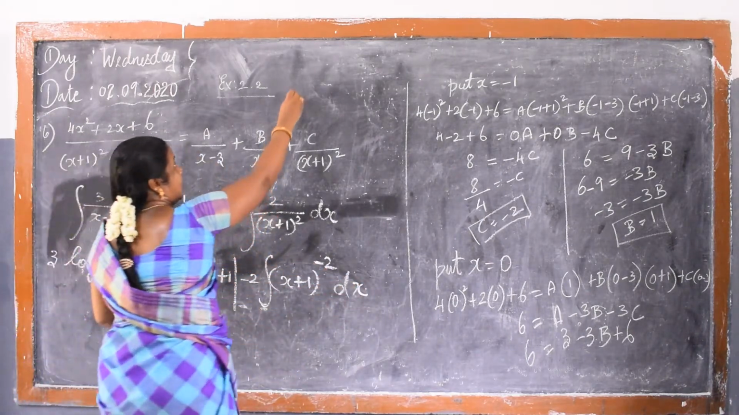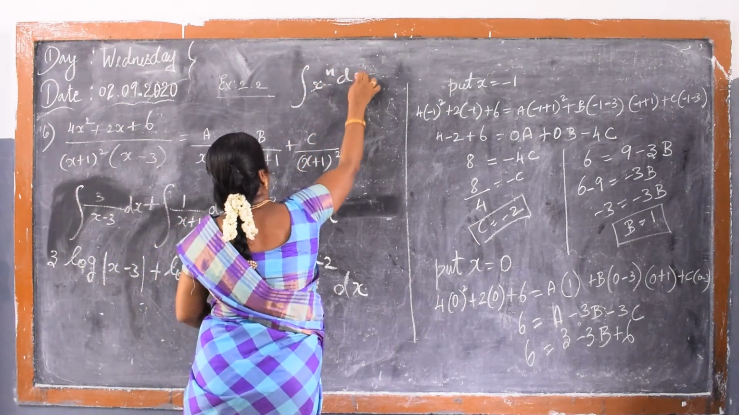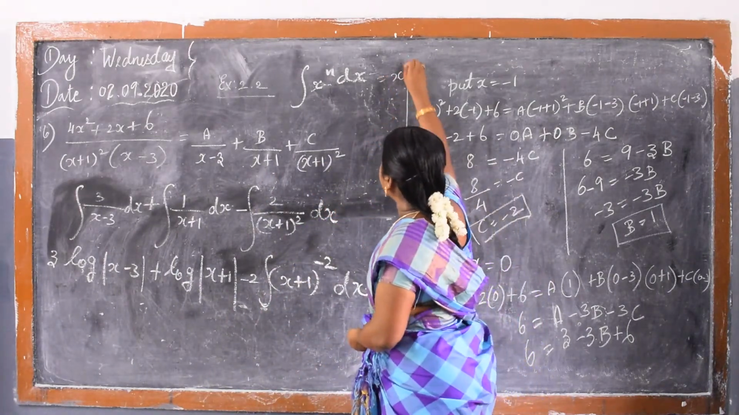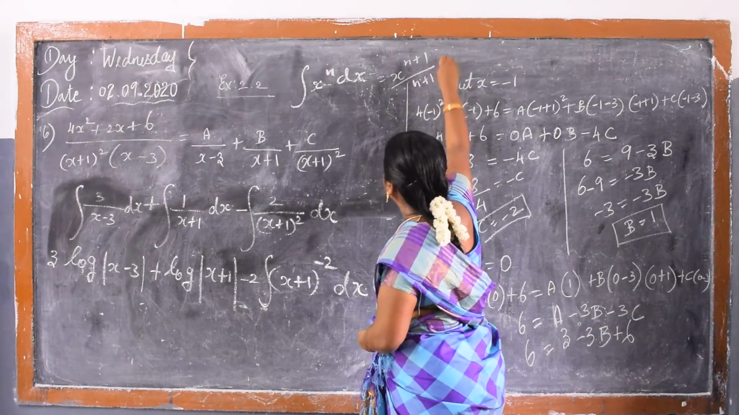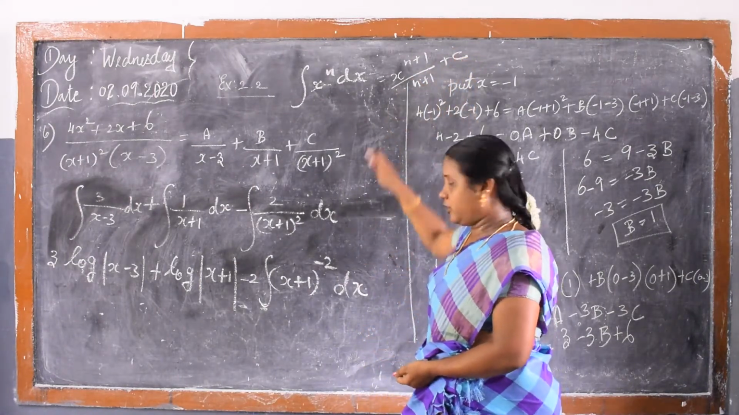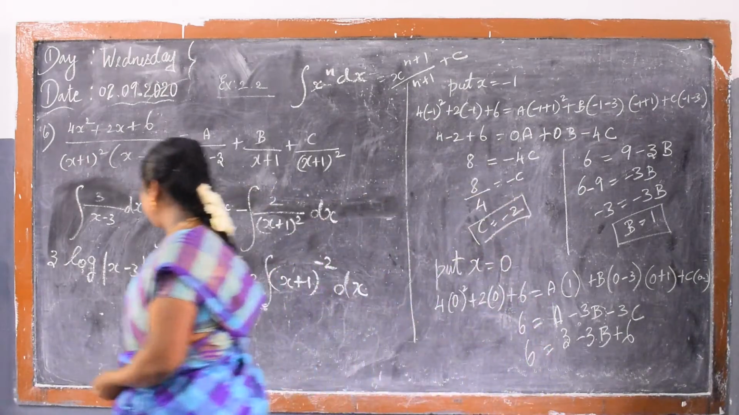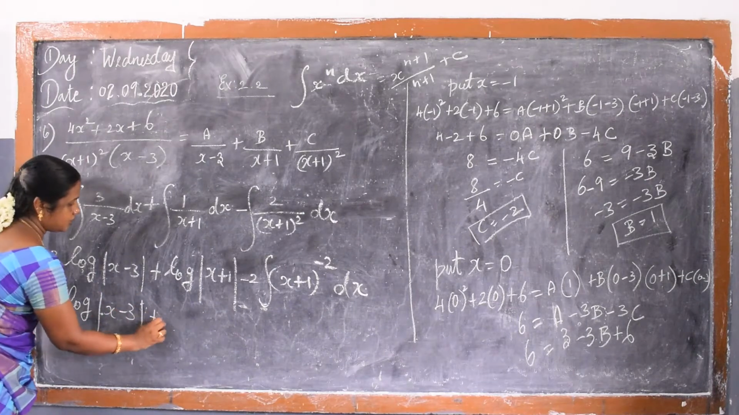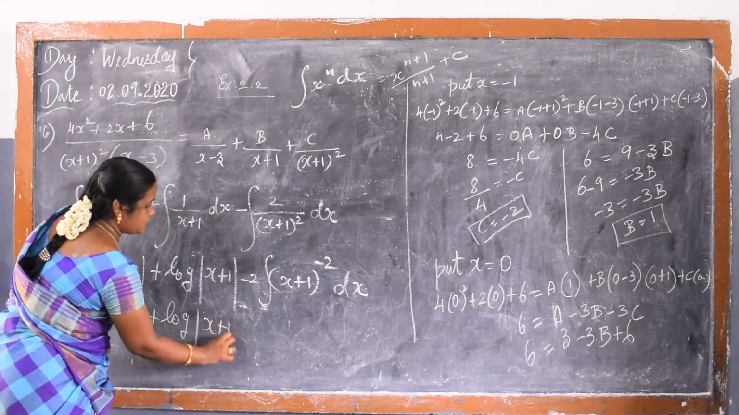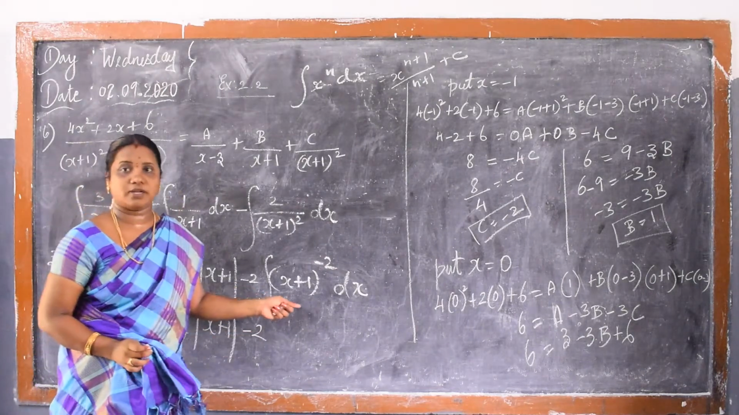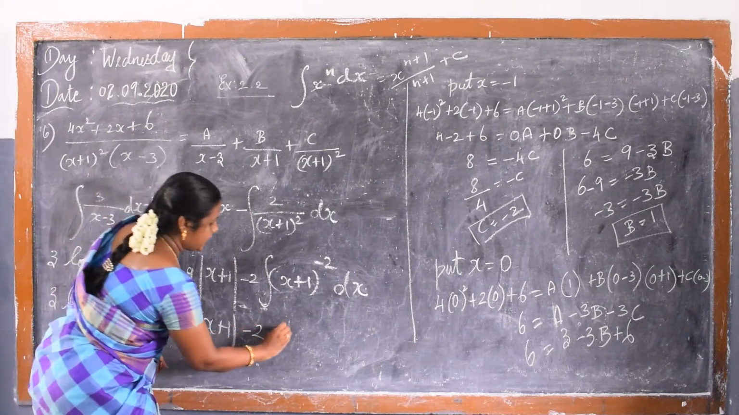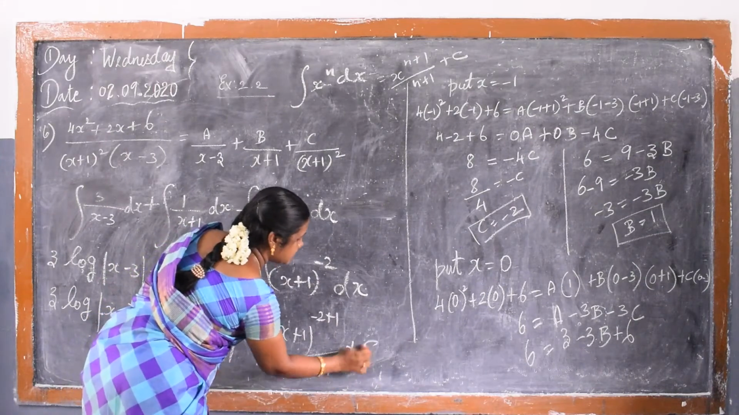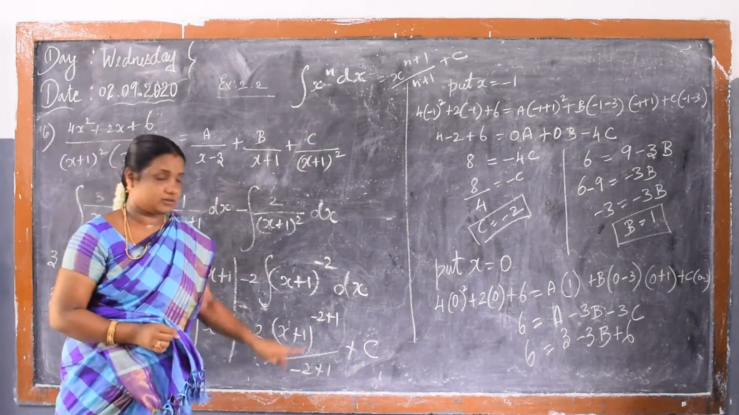What is the result I am using here? The result used for integrating x power n dx. What is the integral of x power n dx? x power n plus 1 by n plus 1 plus c. This result only I am going to use in this step. See, 3 log x minus 3 plus log x plus 1. Integrate x plus 1 whole square: x plus 1 power minus 2 plus 1, by n plus 1, here also minus 2 plus 1, plus c. This result you have to use here.